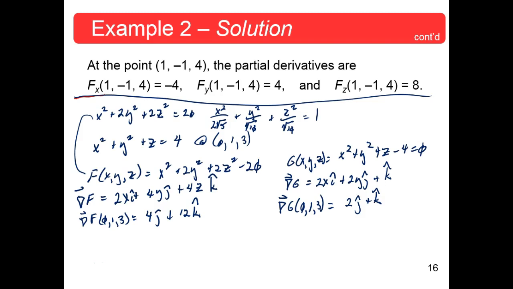Now, those two, whatever they are, this is along that plane, this is along this plane. The cross product of those two gradients, which is what they're going to do next, is a vector that is tangent to both surfaces at that point. Okay?